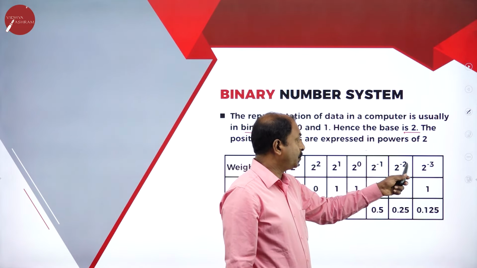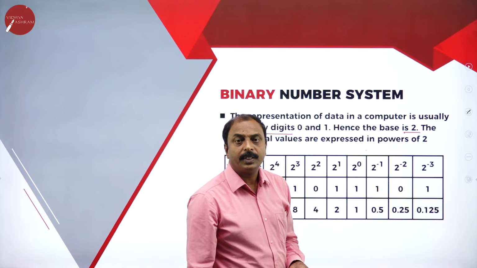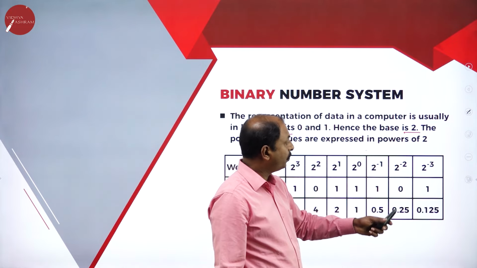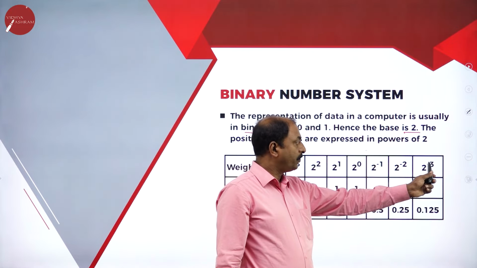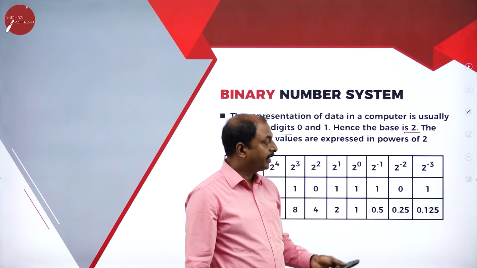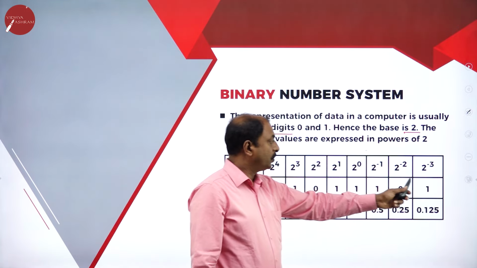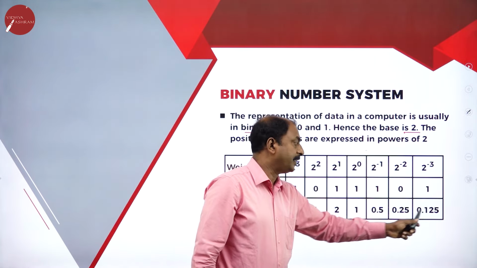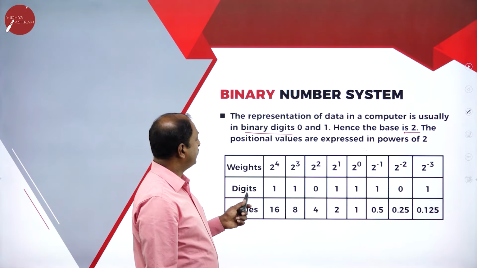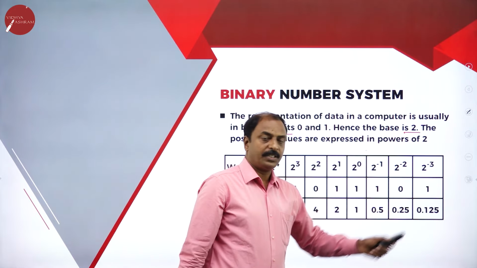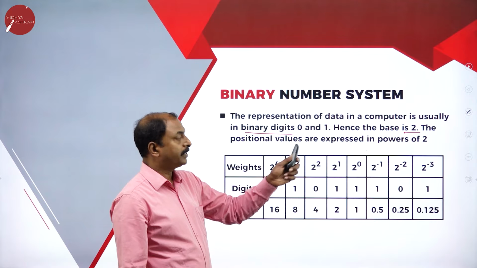2 to the power of -2 means 1 by 4, nothing but 2 squared in the denominator. And 2 to the power of -3 means 1 by 8. So if you multiply this, you will get these values. This is how we represent the digits in binary number system.